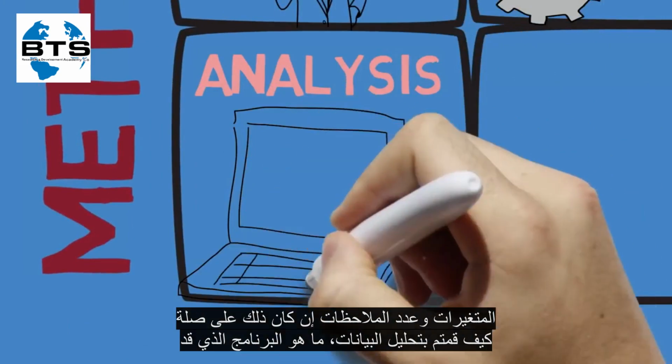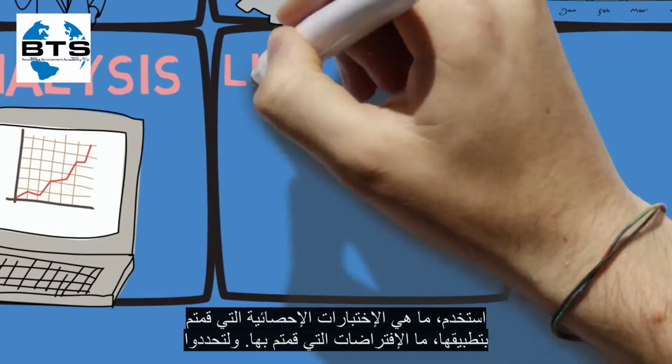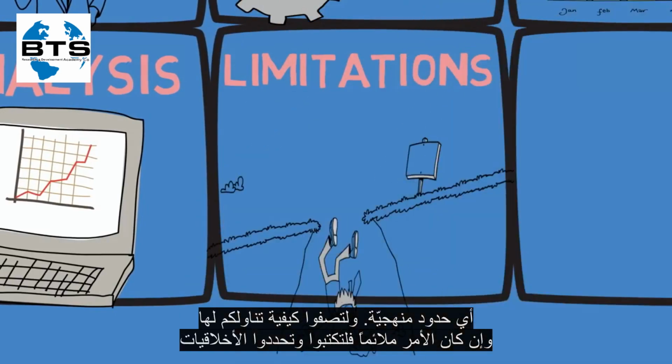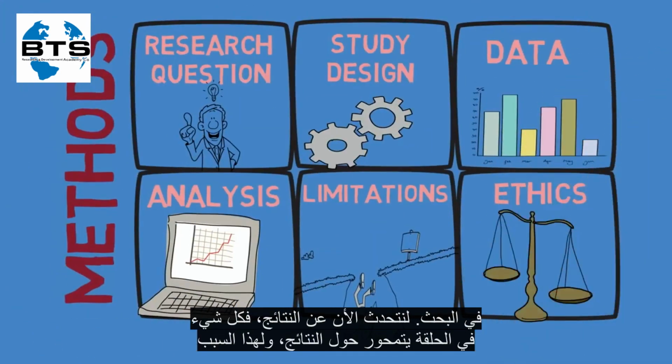What software did you use? What statistical tests did you apply? What assumptions did you make? Highlight any methodological limitations and describe how it is that you addressed them. And if it's appropriate, state that you acquired ethical approval for your study.